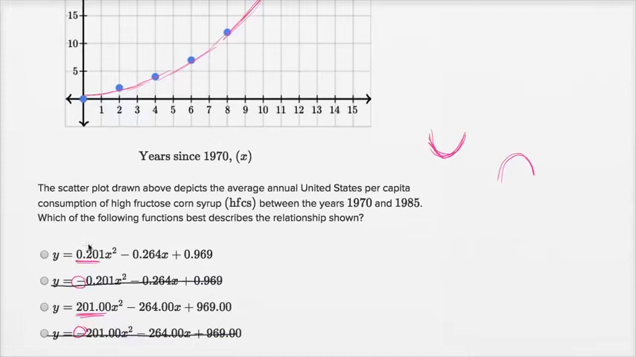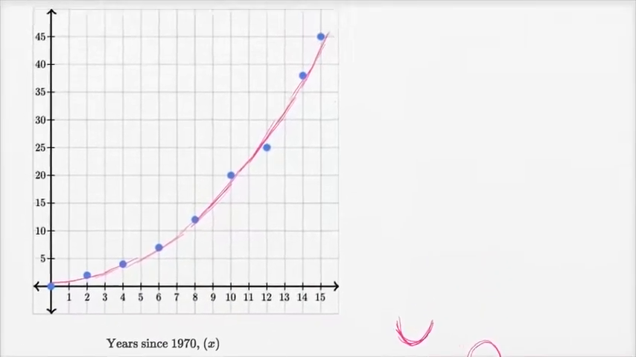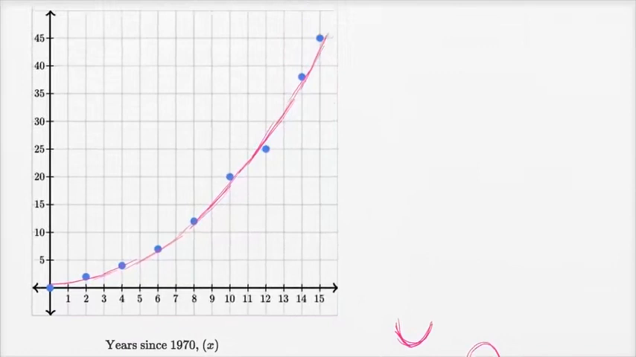And then when we look at the remaining two, we see there's a fairly dramatic difference in them. This is 201 versus 0.201, 264 versus 0.264, 969 versus 0.969. And so we could really look at our curve and test some points. Maybe the easiest one is to test when x is equal to 0. When x is equal to 0, depending on how we draw our curve, our y is going to be pretty low. Our y is going to be close to 0.